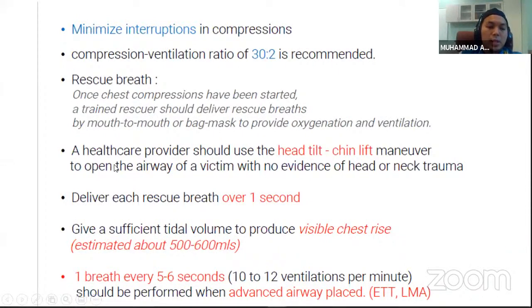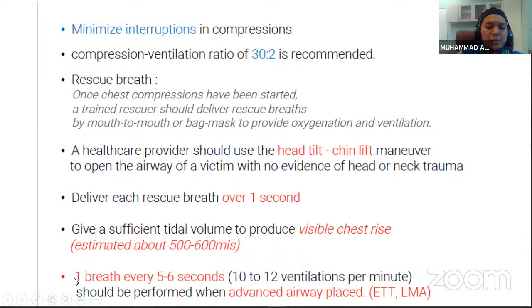Okay, and then you should do head tilt chin lift during opening the airway to give rescue breath, and every rescue breath only about 1 second. And then you should give enough tidal volume, enough air inside to the lungs to produce visible chest rise. If you see the chest already rising when you bag the patient, it means that it's enough. But if you don't see the chest rising, it means it's not enough. That will be around 500 to 600.